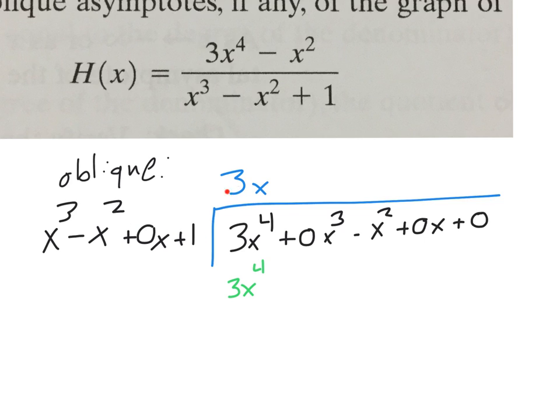So what's 3x times negative x squared? That's going to be minus 3x to the third. What is 3x times 0x? That is 0x squared. And then what is 3x times 1? 3x.